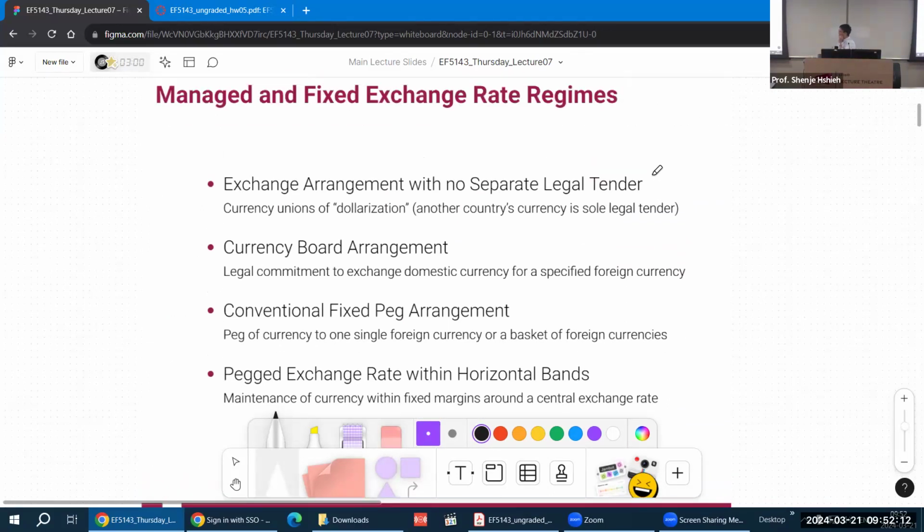Okay, so let's talk about the extreme cases first. So the extreme cases, several variations of extreme cases. So probably the most extreme case is what I call dollarization, in which the country has no separate legal tender.